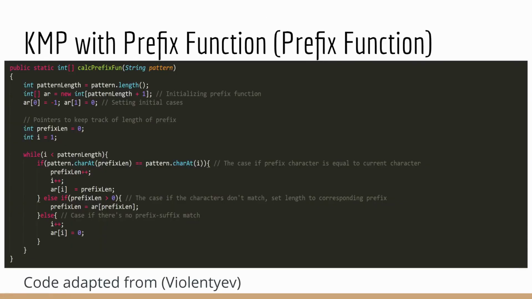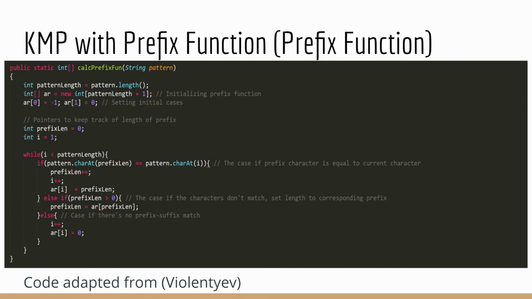Thank you, Mengshuan. So now we'll be presenting the code and analysis for the KMP algorithm using a prefix function. The algorithm is split into 2 parts. The first part we will look at is the function that generates the prefix array. Note that it only takes the pattern as its input. It begins by initializing the array that is the pattern length plus 1. It also initializes the default cases of the first 2 values that are -1 and 0.